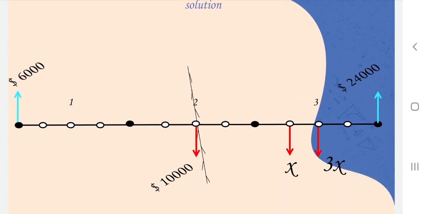This is a time diagram. According to this time diagram, the main formula will be the amount for $6,000 plus the present value for $24,000 equals $10,000 plus the present value for X plus the present value for 3X.